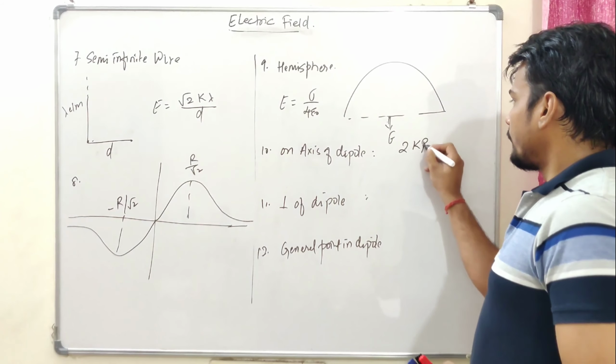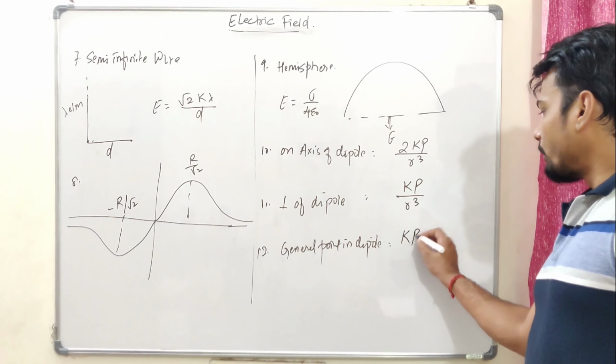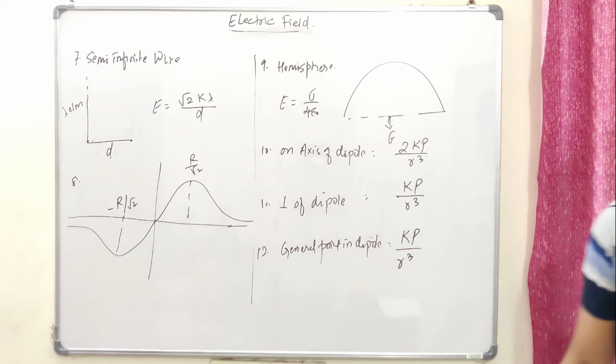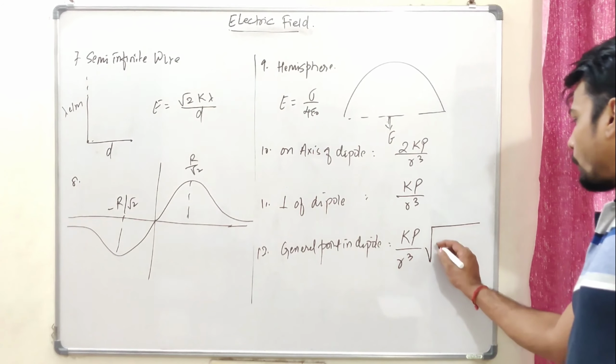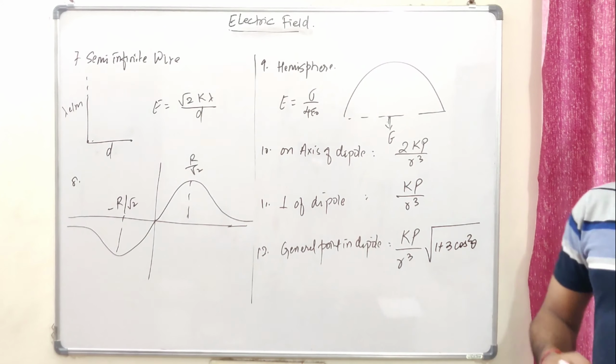I will be left with kp by r cube. And when we had the general point, when theta was coming into the picture, then this part remains same. I'm just telling you how to remember it. Kp by r cube will remain same. The only additional feature that we're going to be having is the cos theta coming up, because we have the angle over there. So that is given as 1 plus 3 cos square theta, right?